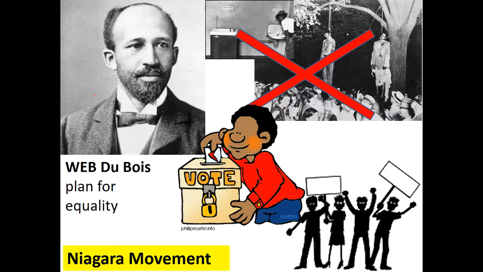We must be allowed to vote. We must stop the lynching. We must desegregate society. This was W.E.B. Du Bois. Different from the slow and steady, education-based, economic-based accommodation, which is the name for the Booker T. Washington plan. Accommodation. That's not what W.E.B. Du Bois stands for.